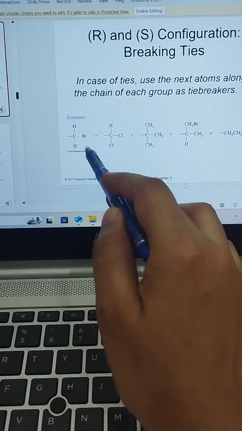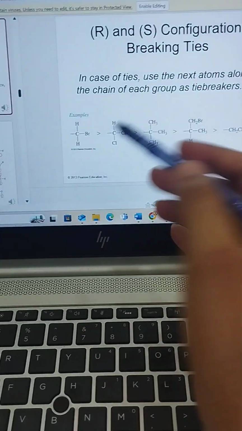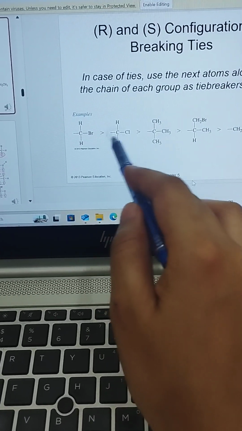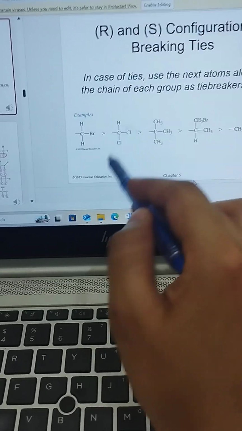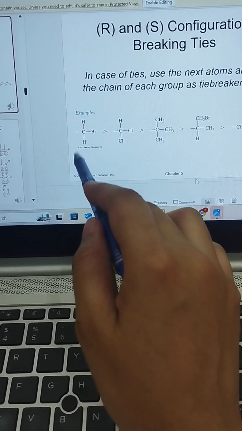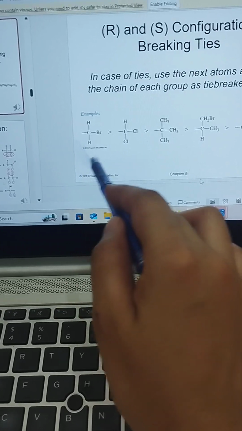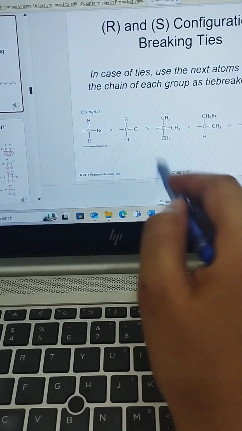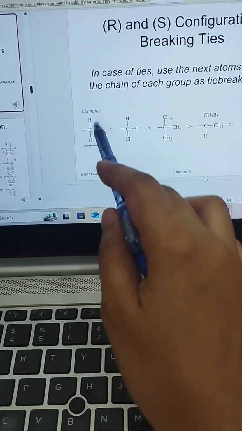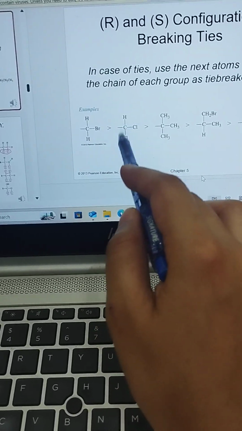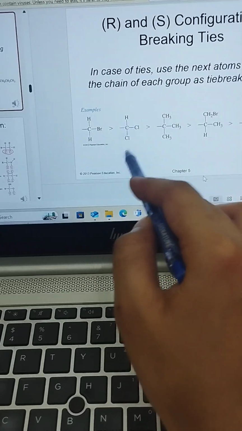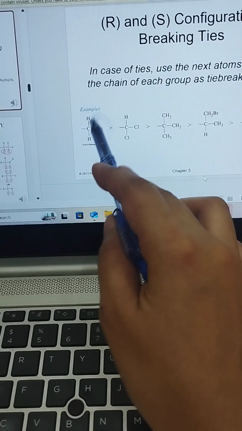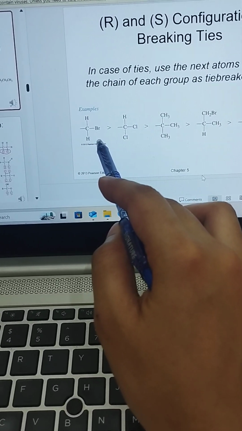And if there is another case in which the carbon is further attached to chlorines, like 2 chlorines, and we have to assign the priority between these 2 groups, then we assign this one first and this one second, because it is attached further to the bromine, and this carbon is further attached to the chlorine. Though they have 2 chlorines, the bromine has the highest atomic number.